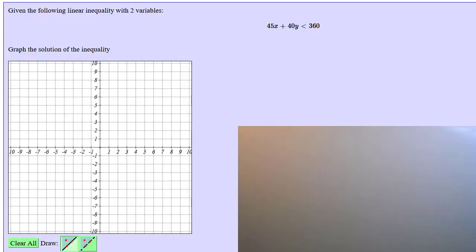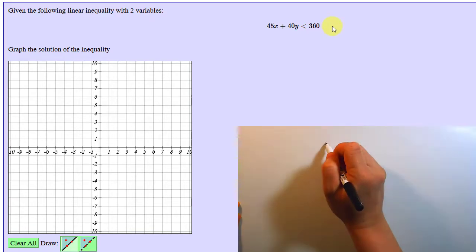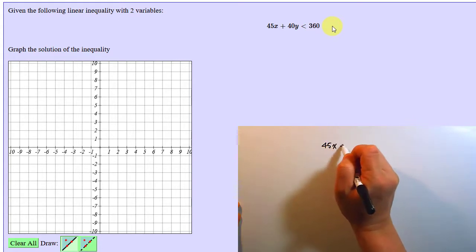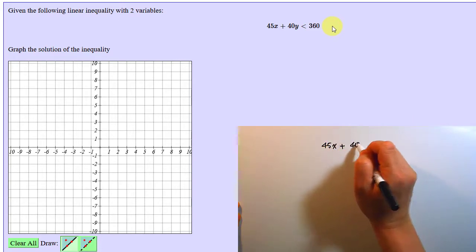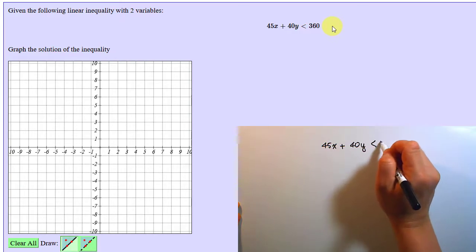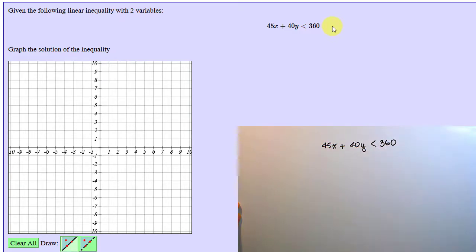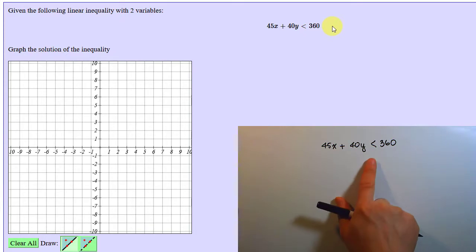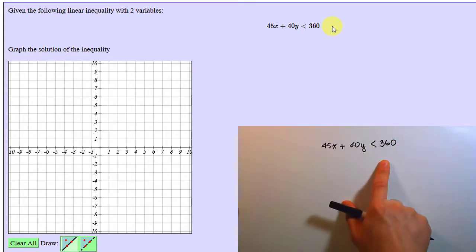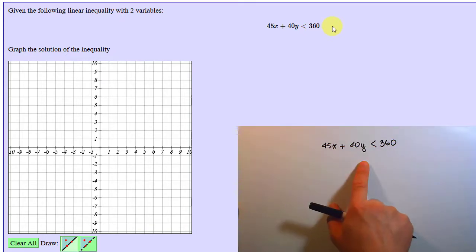So let's say specifically in a math assignment on WAMAP, there is a problem that is asking you, let's say you are given the following inequality with two variables. So here's your inequality. It's 45x plus 40y being less than 360. And we want to graph the solution of this linear inequality in two variables with WAMAP.